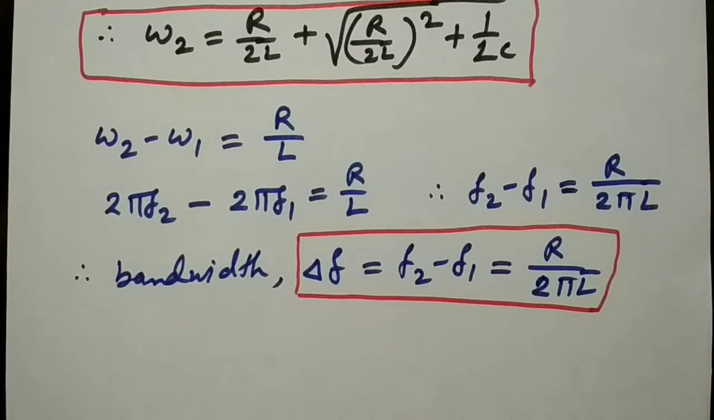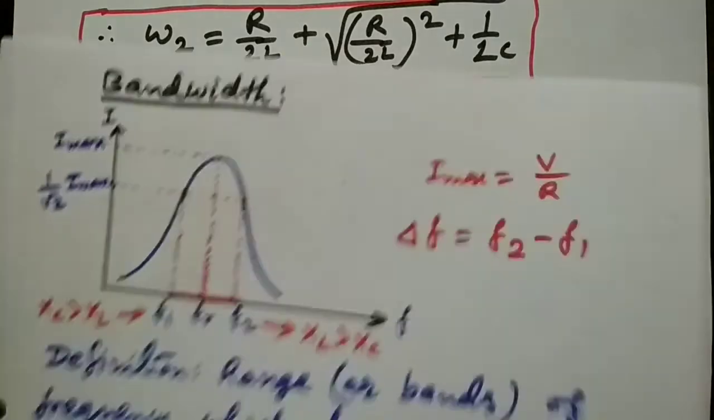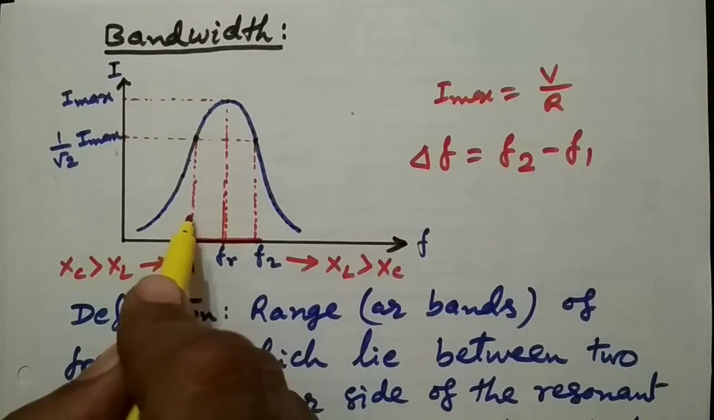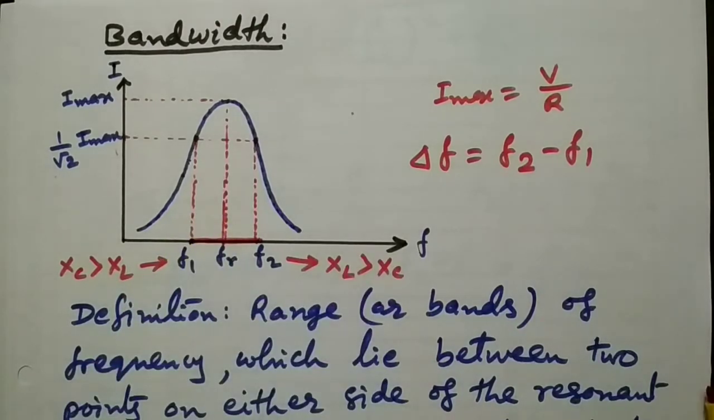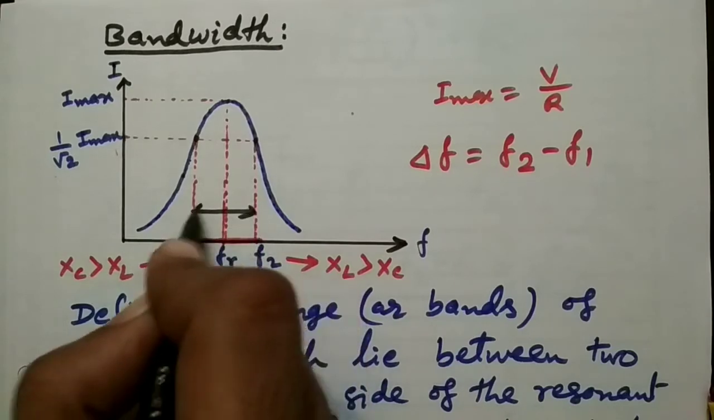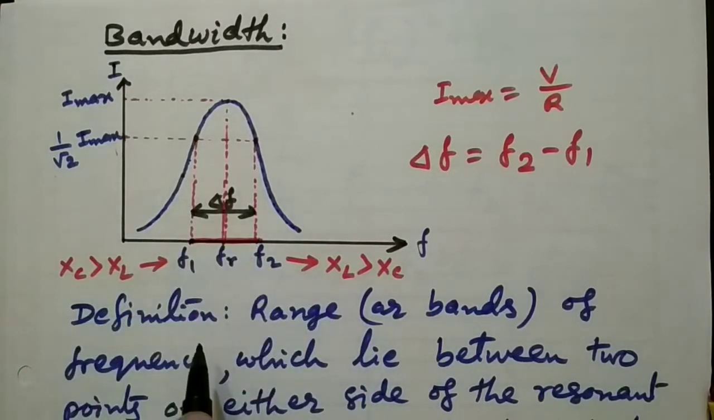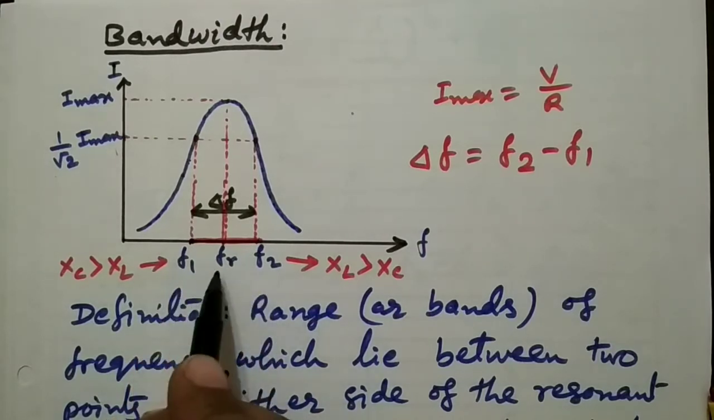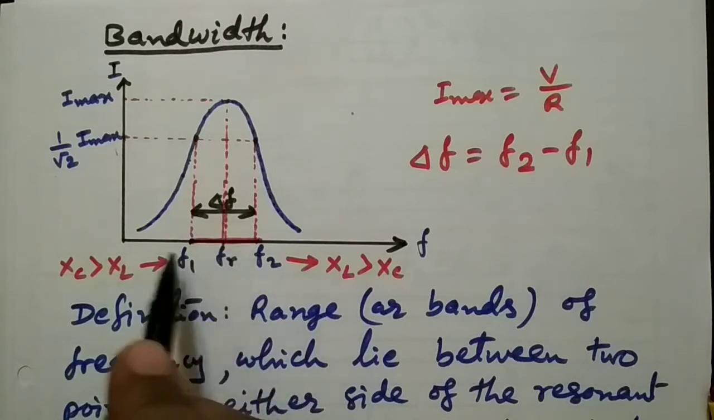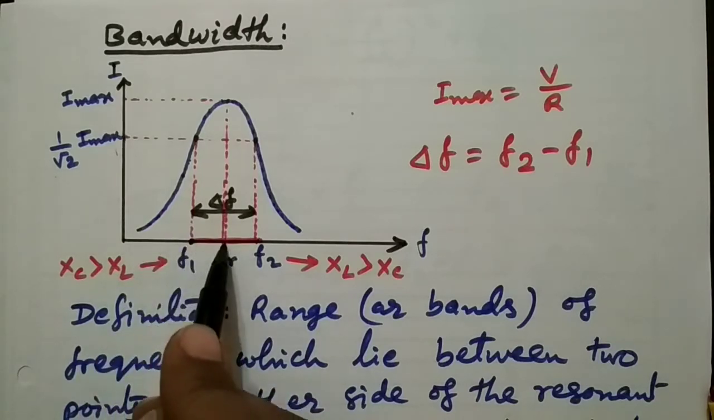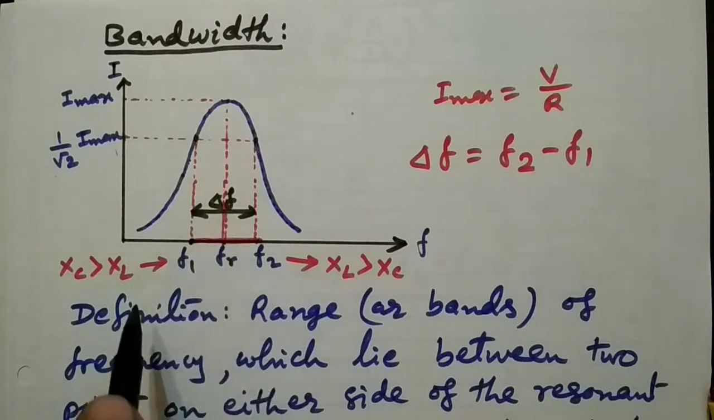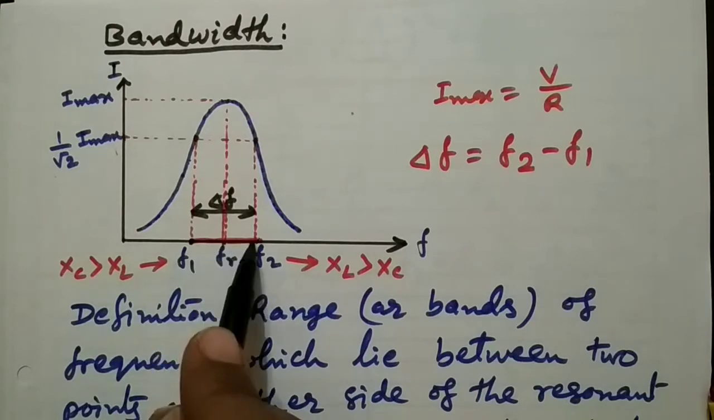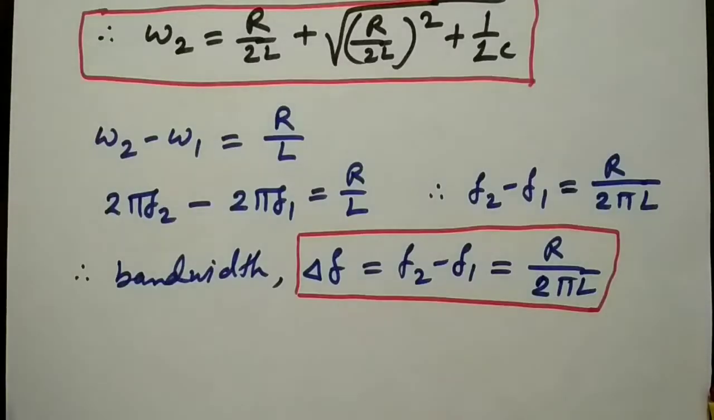Now if we see the resonance curve once again, here f2 minus f1 is bandwidth, so this will be del f. Therefore, if we want to find the value of f1 and f2 in terms of resonant frequency and the bandwidth, then f1 can be written as fr minus del f by 2, and f2 can be written as fr plus del f by 2.